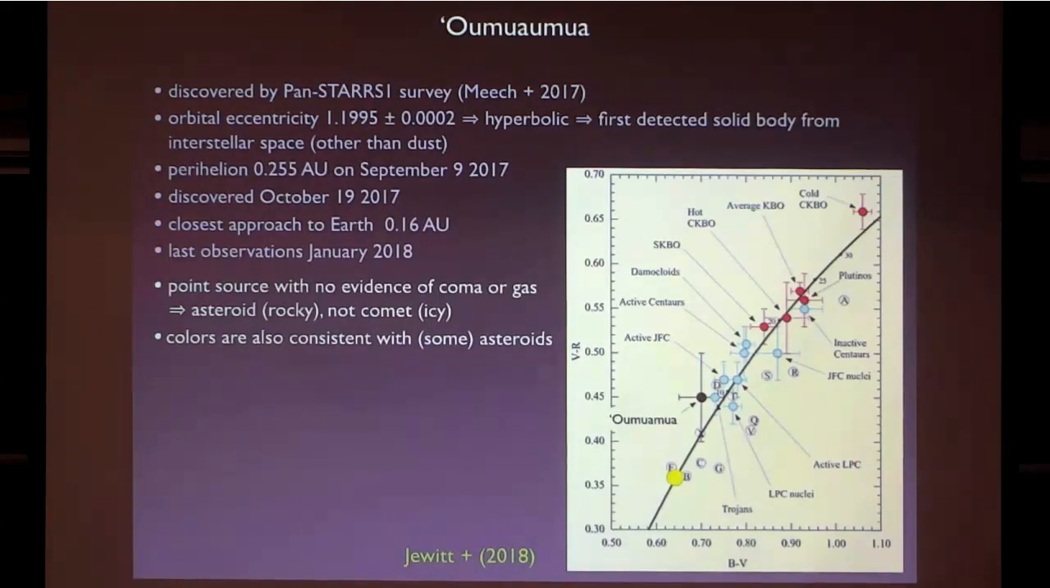It's a point source. It shows no evidence of coma. There's no evidence of any gas from looking for absorption lines in background stars. The conclusion from that is that it's an asteroid, that is, it's rocky rather than being a comet, which would be icy and should have exhibited some coma or emission. The colors are consistent with at least some asteroids.